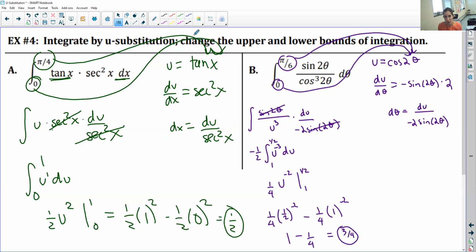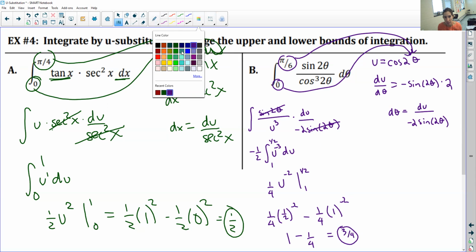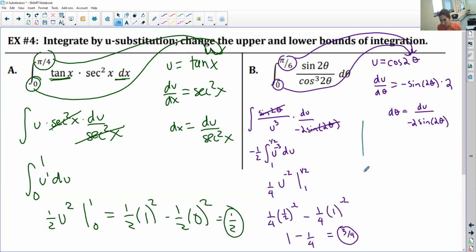So I'm just going to show you an alternate way of doing this here. So let's say I didn't want to change my bounds. That's fine. This still would have been written as negative 1/2, the integral of u to the negative 3 du. And I wouldn't write bounds there. I'm just not going to worry about the new bounds. I'm just going to go back to x.